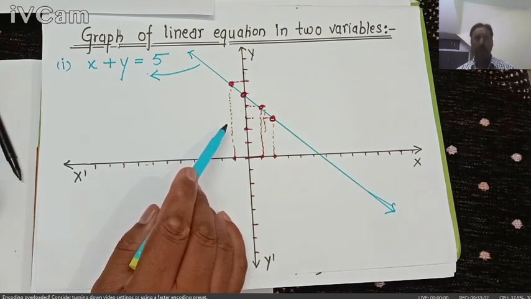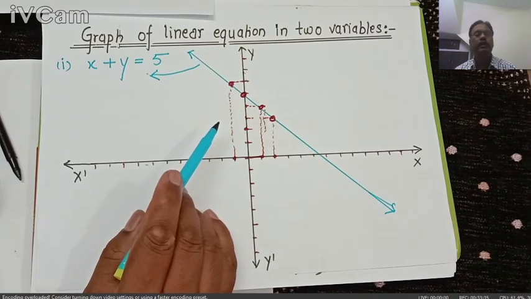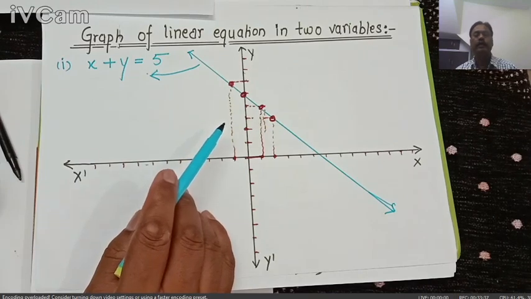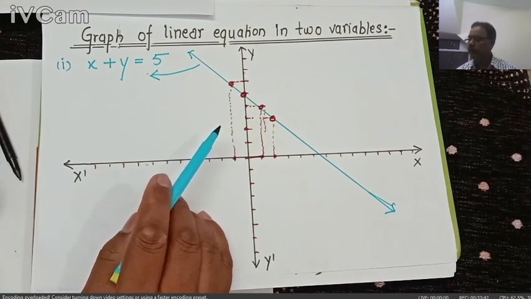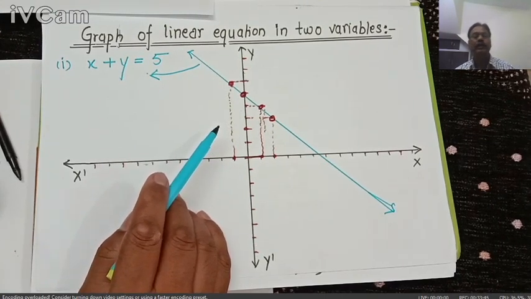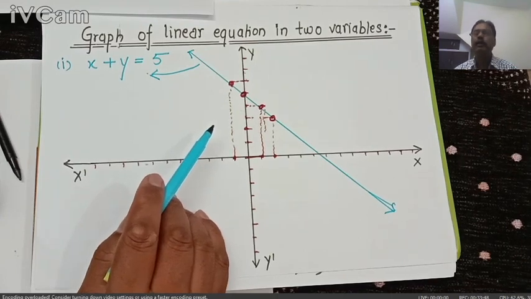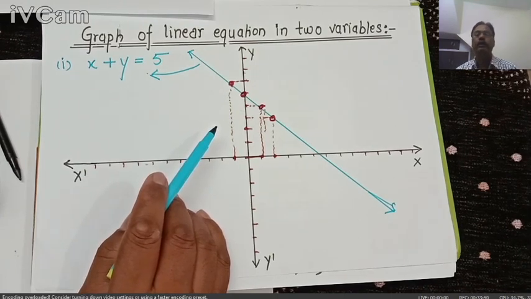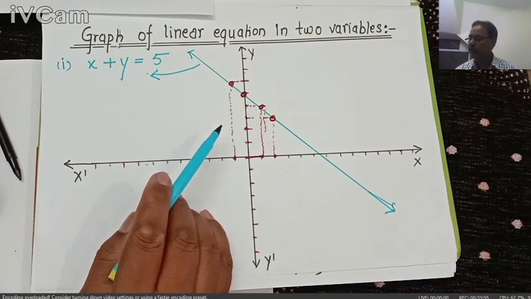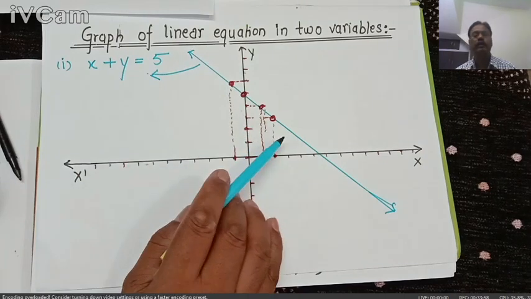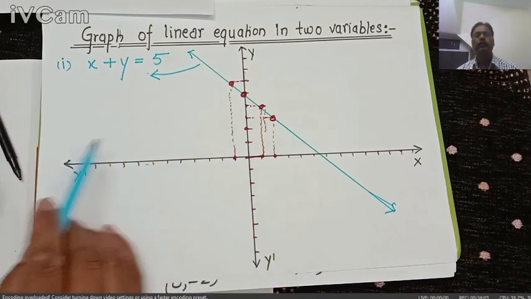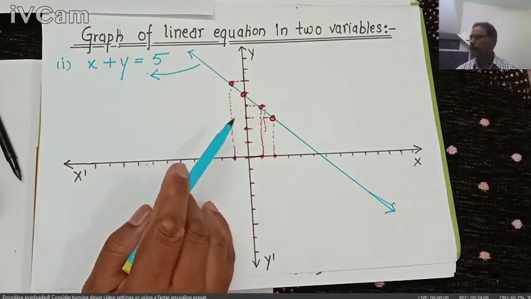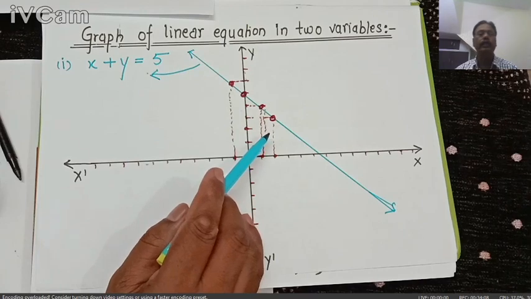So how many solutions can you find? Infinitely many solutions. Whenever you find a linear equation in 2 variables, you can say with confidence that it has infinitely many solutions. If you get a linear equation in 1 variable, it will have one and only one unique solution. Here the solution is not unique; there are so many solutions you can find. So in this way we have found the graph of the linear equation in 2 variables.